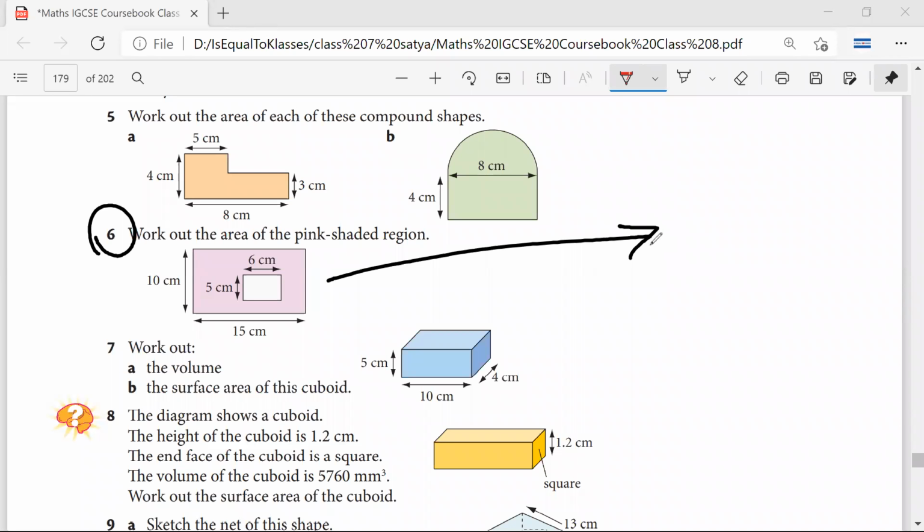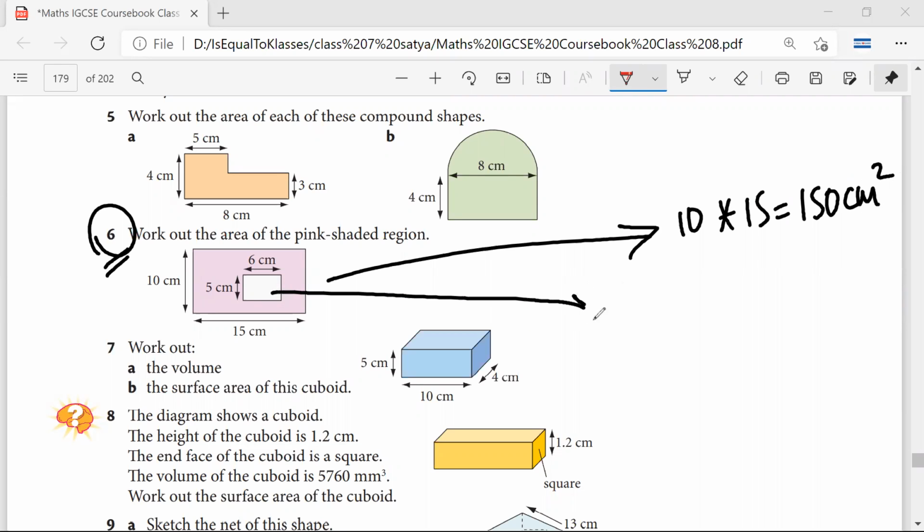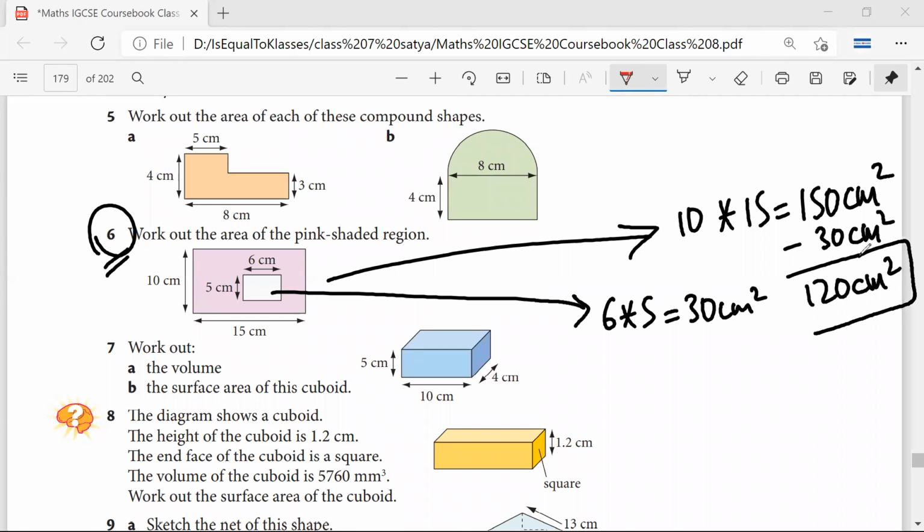Okay. Mr. Sarthak, how to do it? So first we'll do 10 into 15 to find the whole area. Okay. Then we'll do 6 into 5 to find the smaller rectangle's area. Then we'll subtract both of these, so 120 centimeters square. Mr. Satya, is it okay?